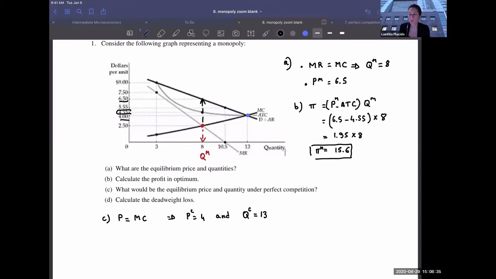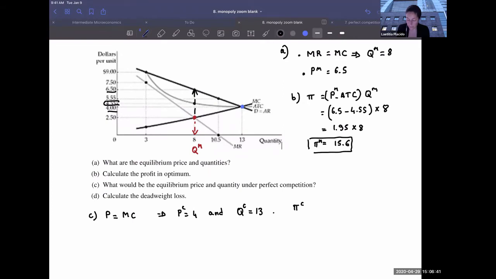So question for you, what is a profit under perfect competition? Someone? Zero. Yeah, exactly. Okay, under perfect competition, you said P equals MC, so your profit is gonna be 0. Why? Because you can see that the average total cost curve here crosses the marginal cost curve and the demand curve. So if we are on the average total cost curve, it means that the profit is 0.